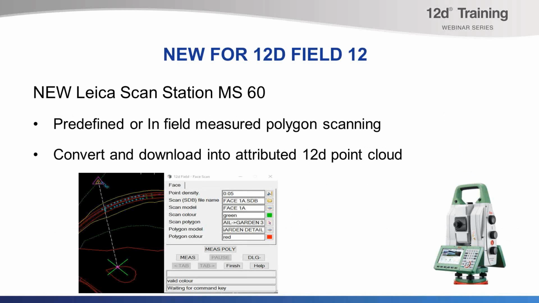Another feature that's been brought into 12D Field, and this is based in the Setout, but I thought I'd bring it up today, is the new Leica scan station MS60 and the MS50. We now have a predefined in-field measurement using a polygon shape to scan surfaces with these instruments, and that converts and downloads it into an attributed 12D point cloud format.